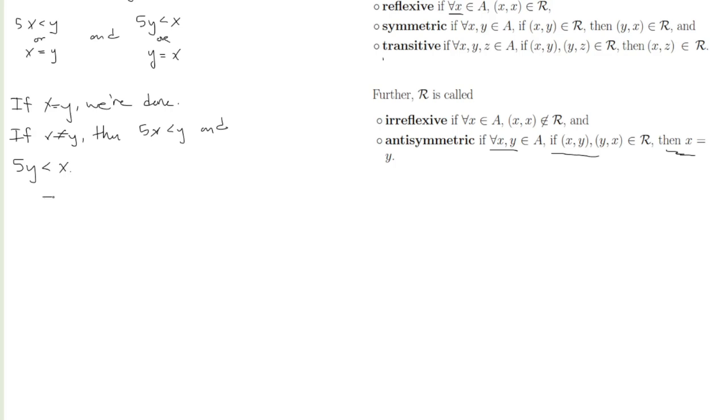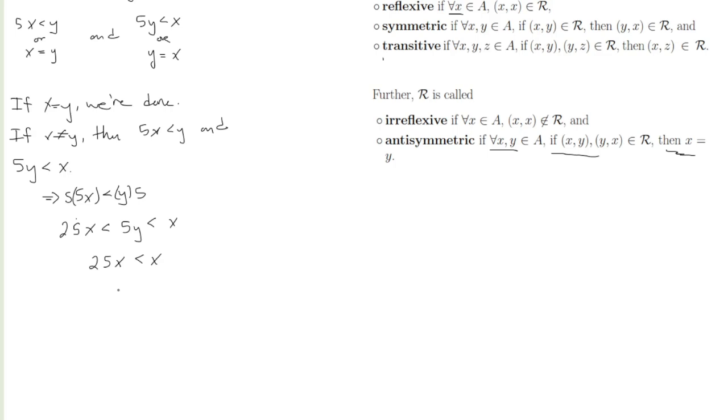If 5x is less than y and 5y is less than x, take that first inequality, 5x is less than y, and let's multiply both sides by 5. Okay, then we get 25x is less than 5y. But wait a minute, 5y is less than x. So combining those, we have 25x is less than x.